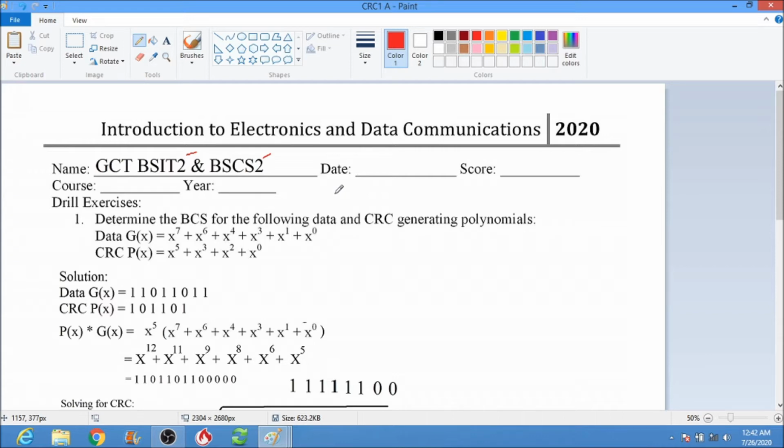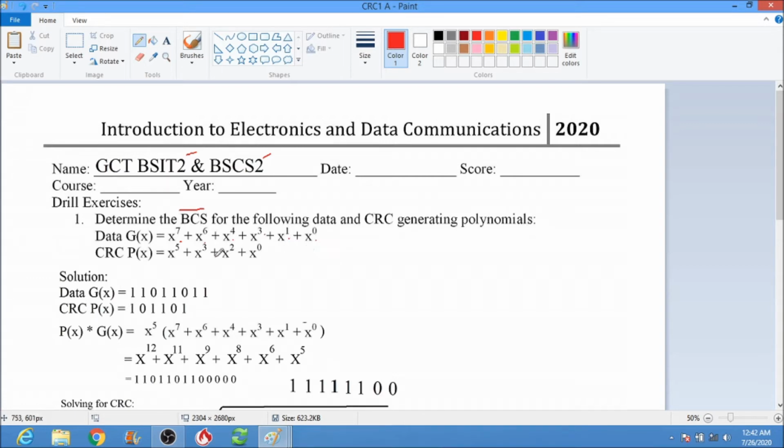Since this topic is very tricky, for example number 1, determine the block check sequence. Take note, BCS is the block check sequence for the following data and the CRC generating polynomials. The given data G(x) is equal to x raised to 7, x raised to 6, x raised to 4, x raised to 3, x raised to 1, and x raised to 0.